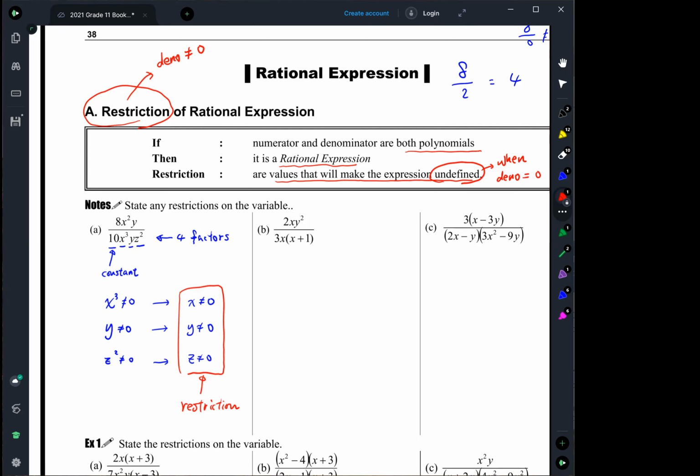So let's look at the second example here. For the second question, look at the denominator. How many factors are there? Henry? How many factors for question B?